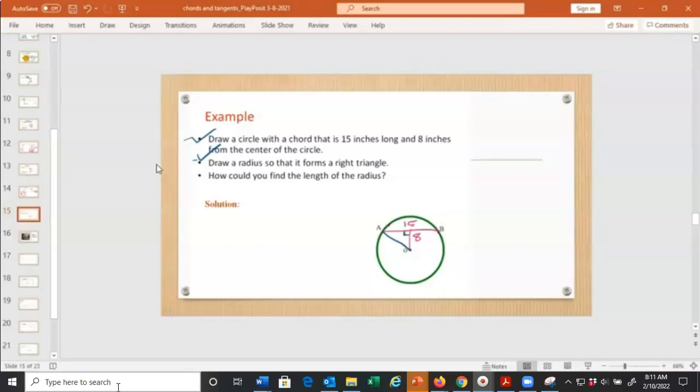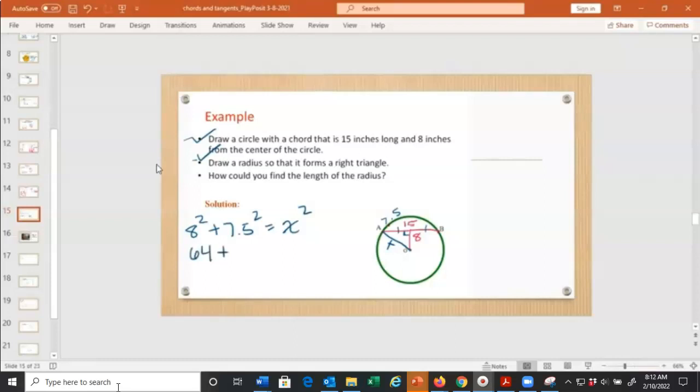And so we know that that's a right angle. So anytime you see a right angle in a triangle, we can use the Pythagorean Theorem. So because we know that the distance here cuts this into 2 equal parts, we know this is 7.5. So we could do 8 squared plus 7.5 squared equals, we don't know. Let's call this x.